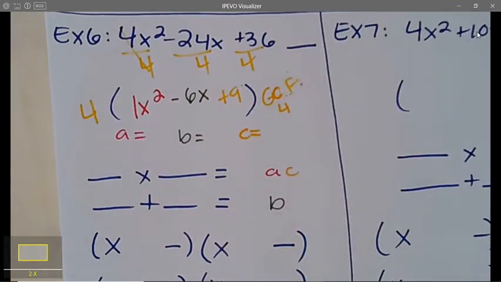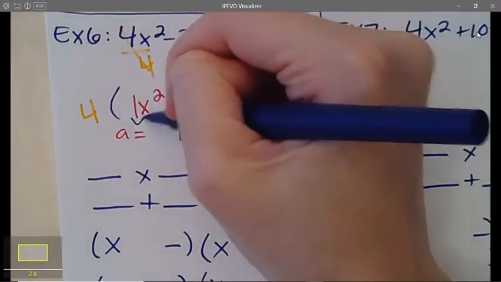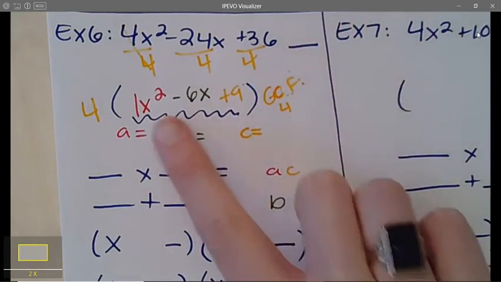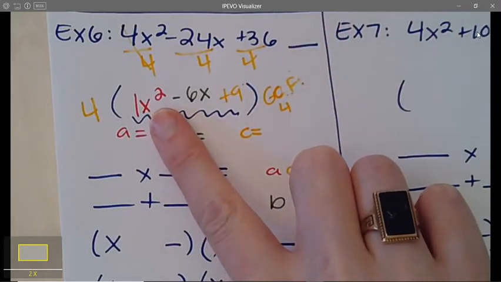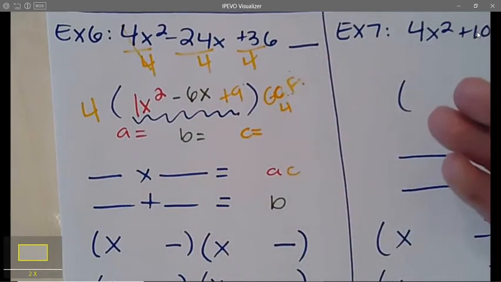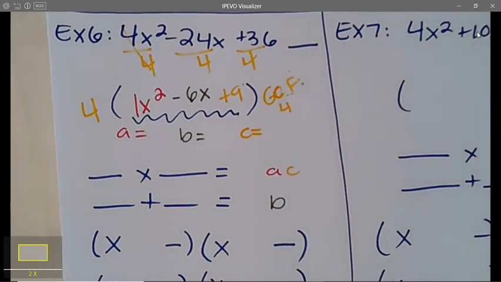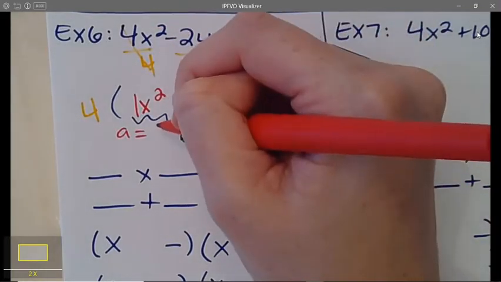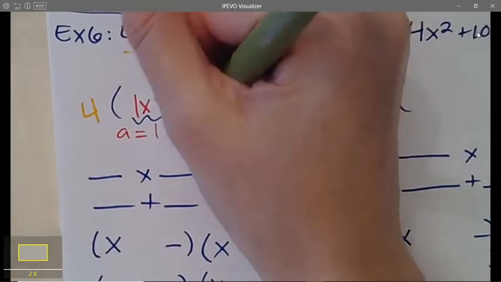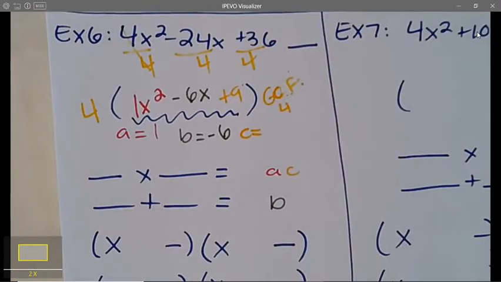After we factor out the GCF, you must ask yourself, can I keep factoring what's inside this parenthesis? Well, let's see here. I have 3 terms. My highest exponent is 2, which means I have a quadratic. So most likely, general factoring will work. Let's identify the A, B, and C, which will be 1, negative 6, and 9.